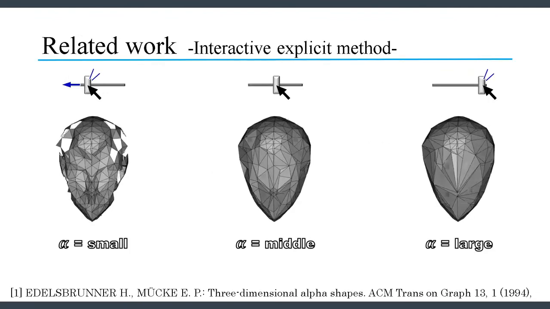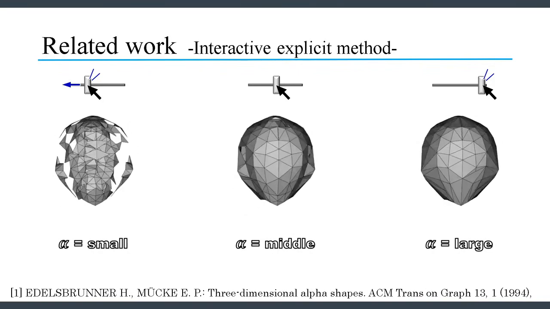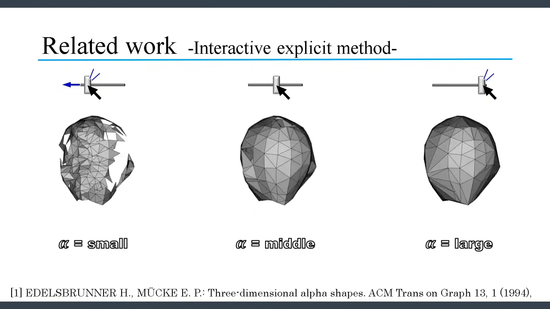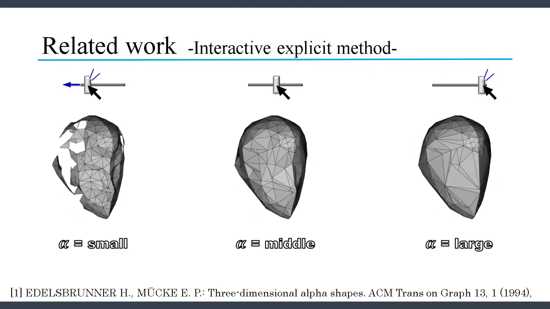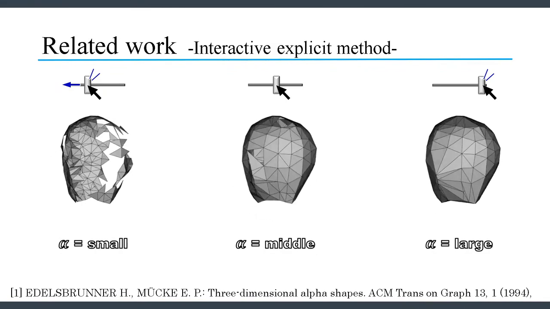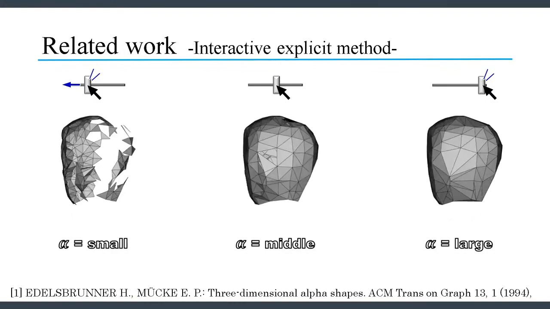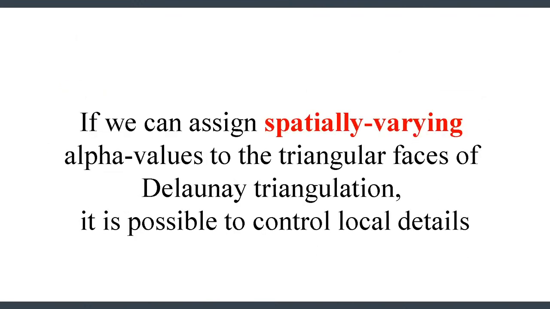Then, we focus on interactive methods. The alpha shape is a popular way to extract a triangle mesh from the Delaunay triangulation of the input points using a simple slider manipulation. However, this uses a constant global alpha value, like a global threshold. This means that it is difficult to control local details. In other words, if we can assign a spatially varying alpha value to the triangle faces, it is possible to control local details. Therefore, based on such a simple idea, we investigate an interaction method.